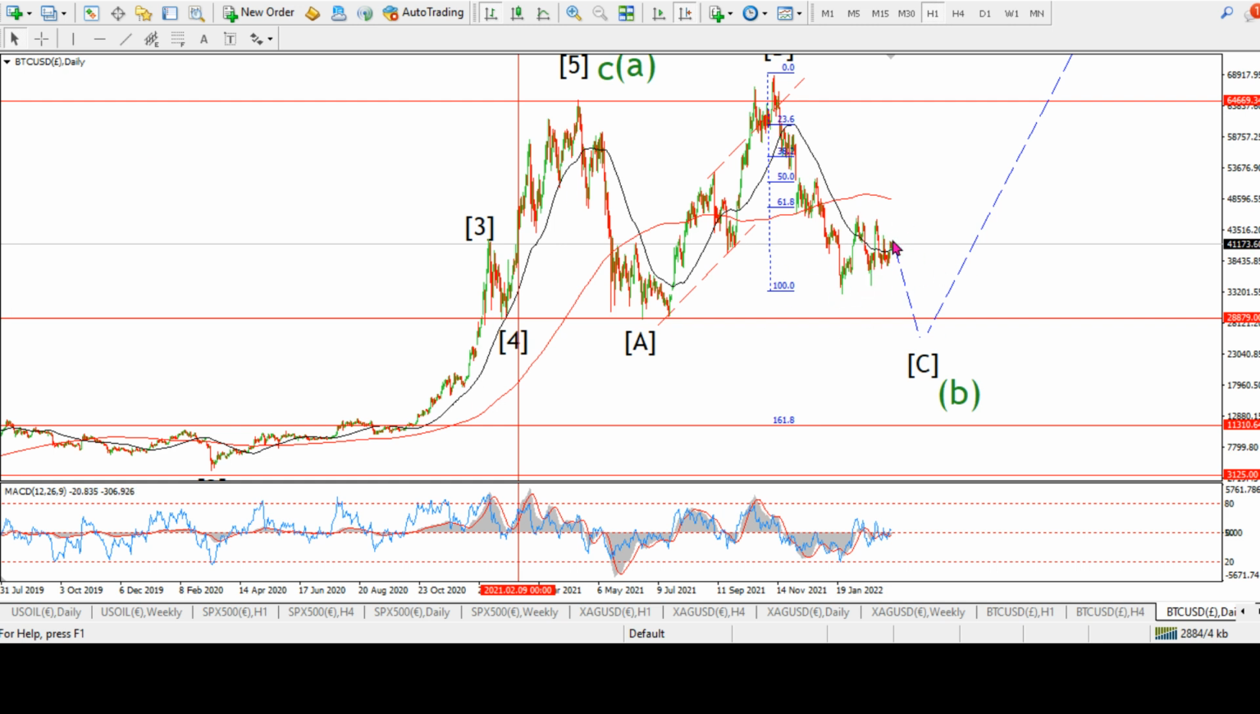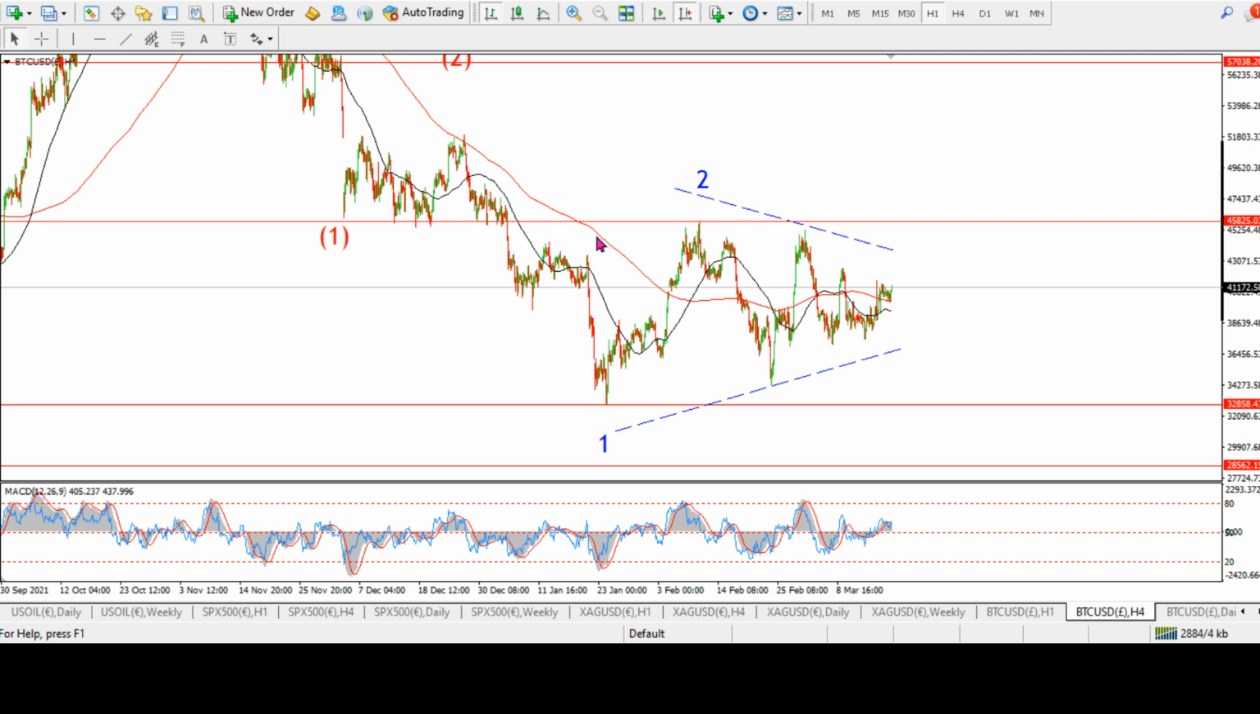Here's that triangle again. If that's a fourth wave triangle, then we should get a fifth wave down, and at least a break of 28,000, probably back towards 25,000 to complete. This is a large ABC pattern that I've been following for a while. I'm starting, I think, to move towards this triangle scenario here.